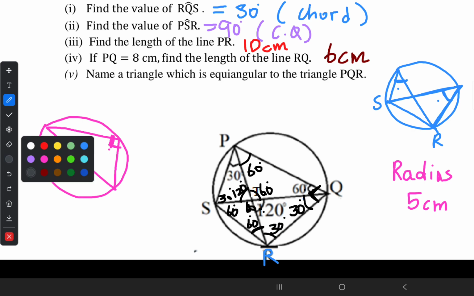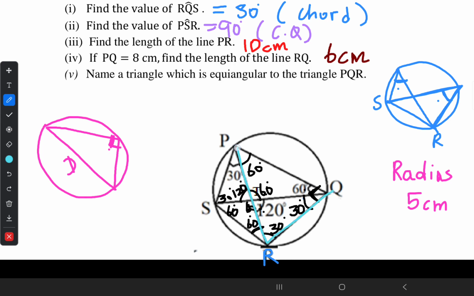Now let's take a look. In PQR, one angle is a right angle, another one is 60, another one is 30. Likewise, we have this triangle. Look at this triangle. Equiangular triangles are not equal in area or anything other than that. All three angles are equal to another triangle's all three angles. This is 90, there is a 30, there is a 60.